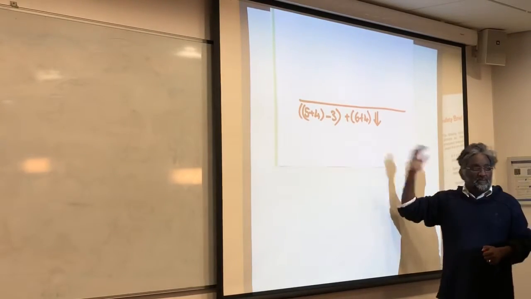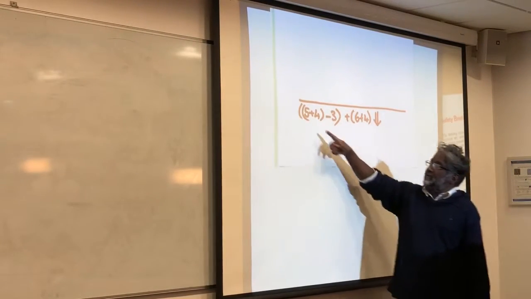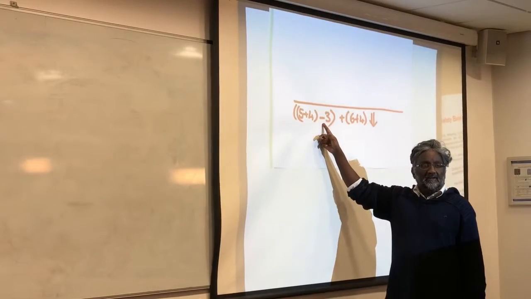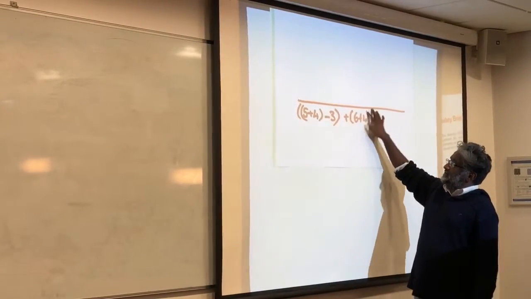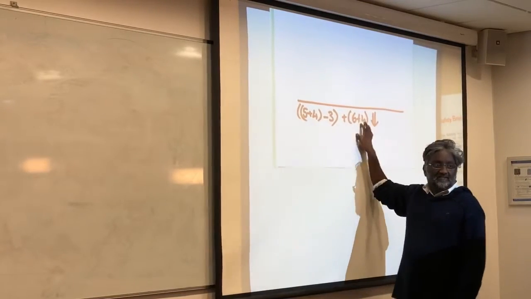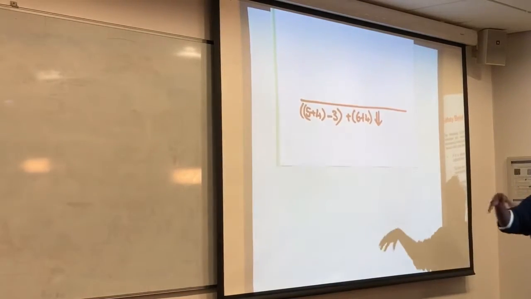So what are we going to do? Well, you know in your head what you would do. You'd say, oh, well, 5 plus 4, that's 9. Then I take off 3, that's 6. I've got 6 there. And then, of course, 6 plus 4, that's 10. So then I've got 6 plus 10, it's 16. And all we're doing is mimicking that process.